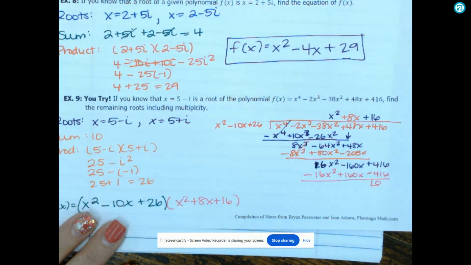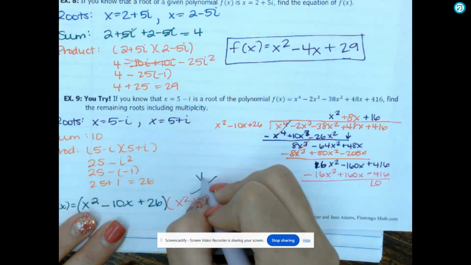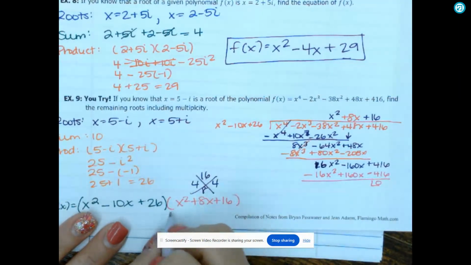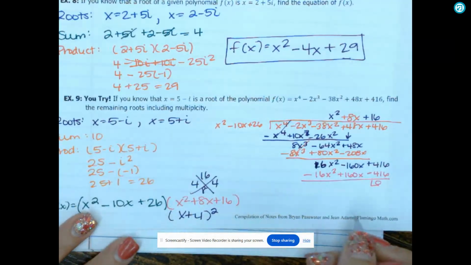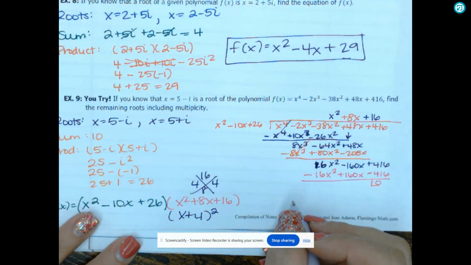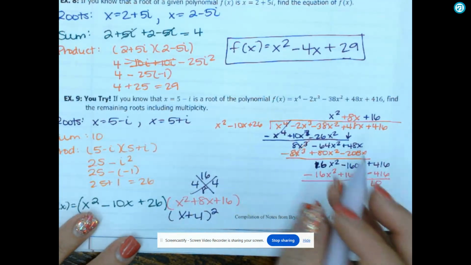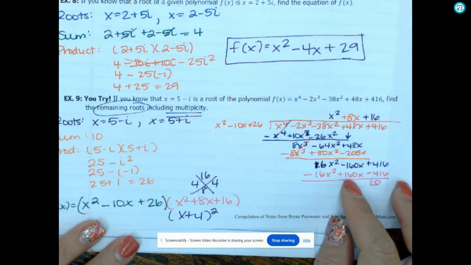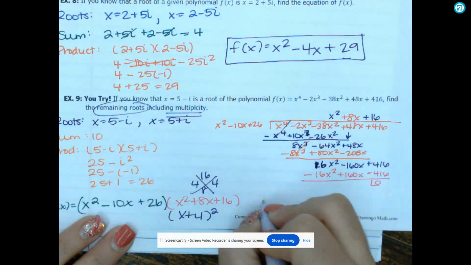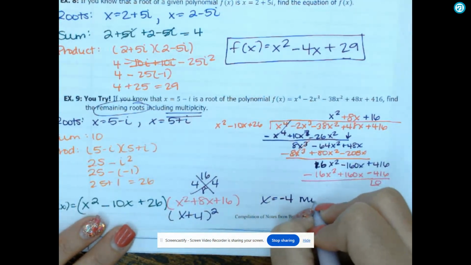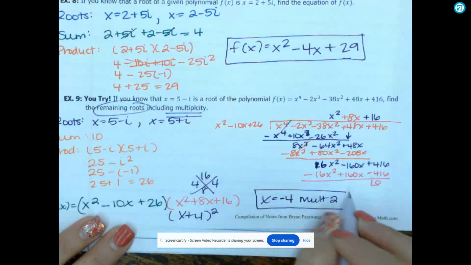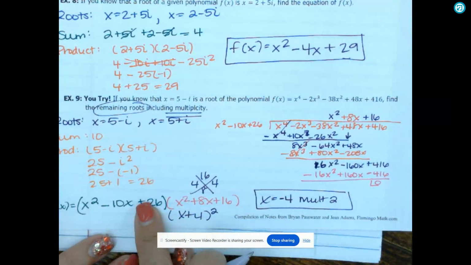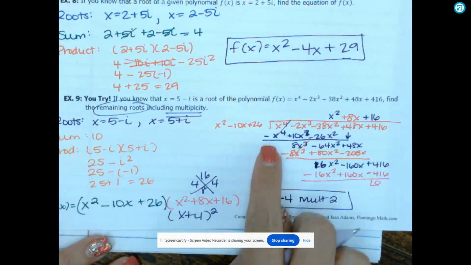This one can factor further. So it only asks us to find the remaining roots and include the multiplicity. So our remaining root would just be x equals negative 4 with a multiplicity of 2. Okay, this would be our polynomial. We will work it out if they wanted the full equation. Should get us back to here.